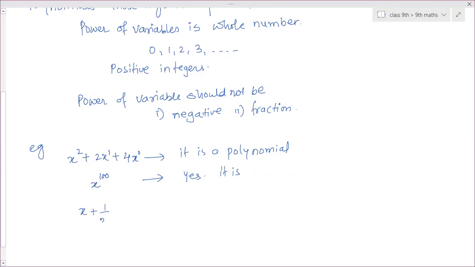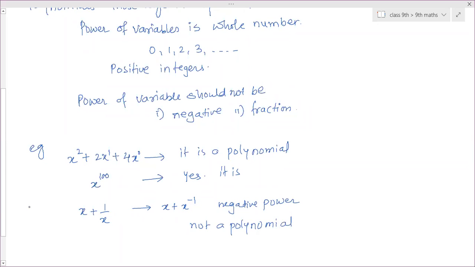x plus 1 by x. No, ma'am. Why? Because it will be a fraction. 1 by x is written as x to the power minus 1, so when we write it in the numerator, it will be x to the power minus 1. Now here it is a negative power. That means it is not a polynomial.